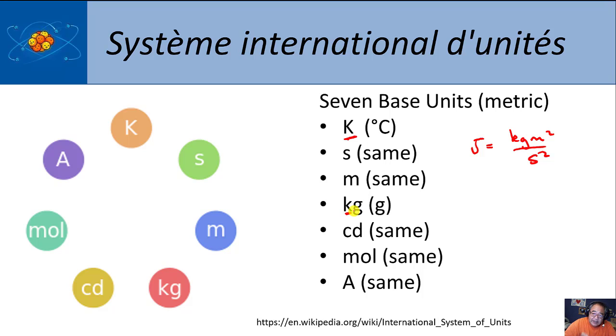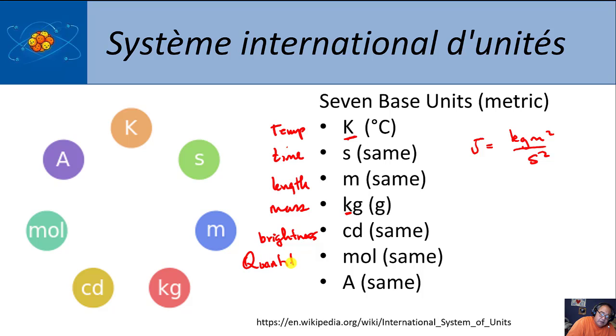Now, having said that, these base units for temperature, time, mass, length, mass, brightness, we'll call it that, simplifying it a little bit, quantity of material, quantity of substance, didn't leave enough room, and electric current.